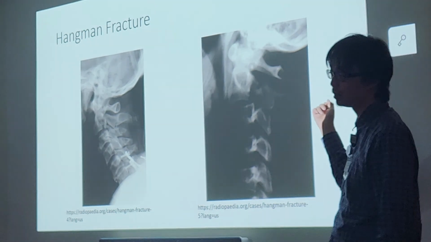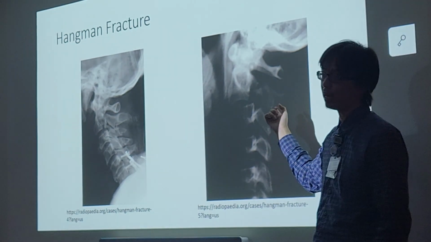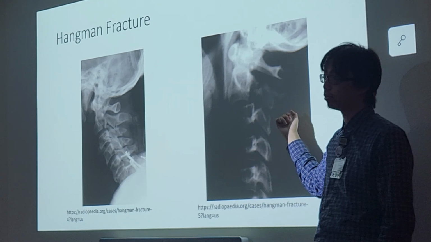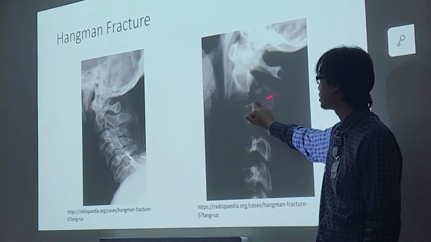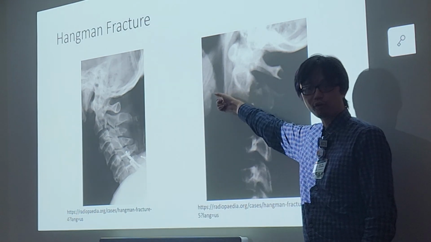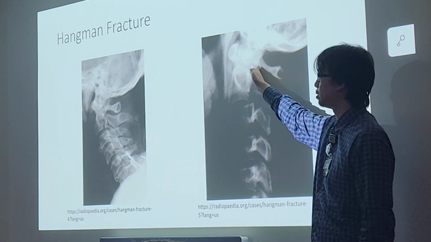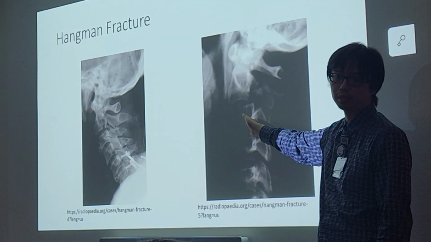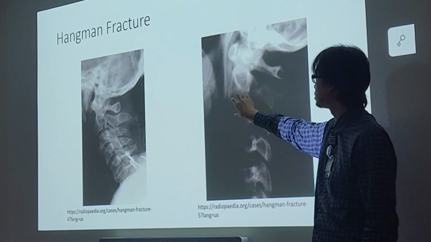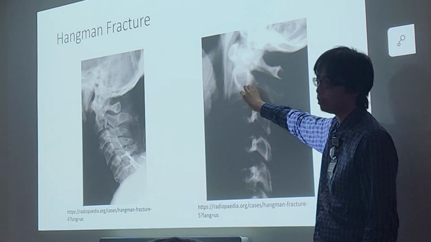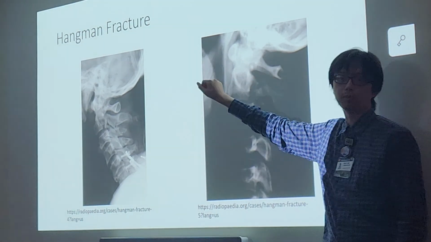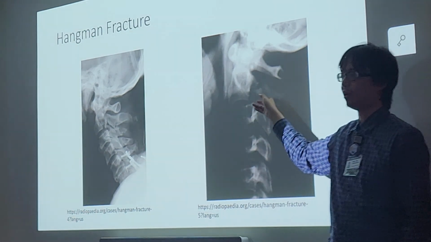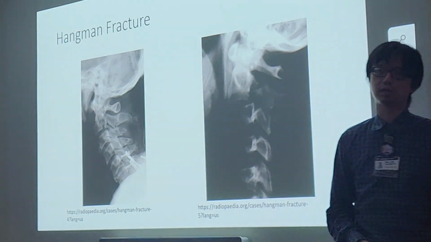So in the hangman fracture, we don't have a facet dislocation. We've got facet here, we've got facet here. They're still in the correct spots. But the body looks like it's more forwards. Why? Because the pedicle has been broken, there's no lock. The pedicle is what holds the body to the facet. Without the pedicle, the body can move independent of the facets. The facets can stay still, but the body can move forwards.